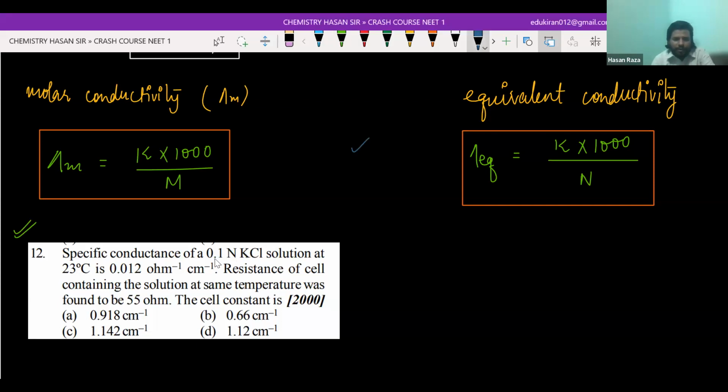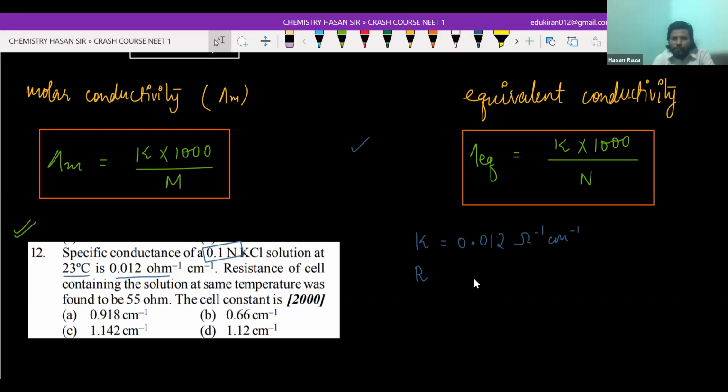Obviously, I'm going to explain. As you can see, the normality is given, the solution is at 25 degrees centigrade, and the specific conductance, that means the kappa, is given as 0.012 ohm per centimeter. This is your specific conductance, that means kappa conductivity, and the resistance of the cell containing the solution at the same temperature was found to be 55 ohm.